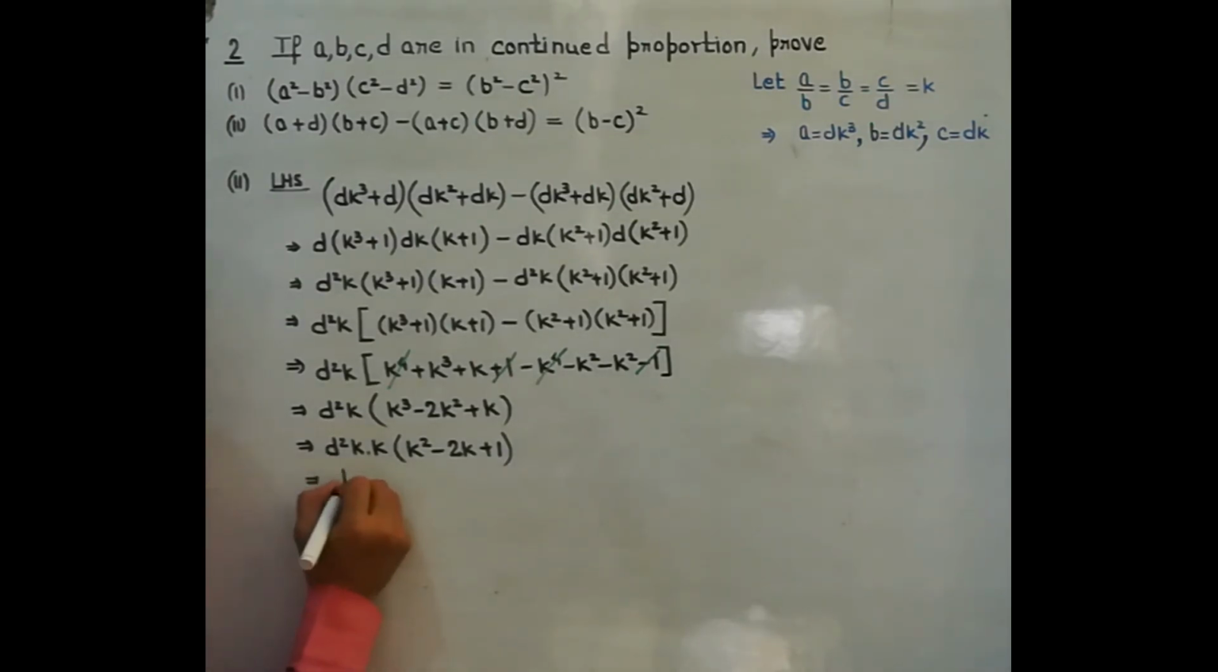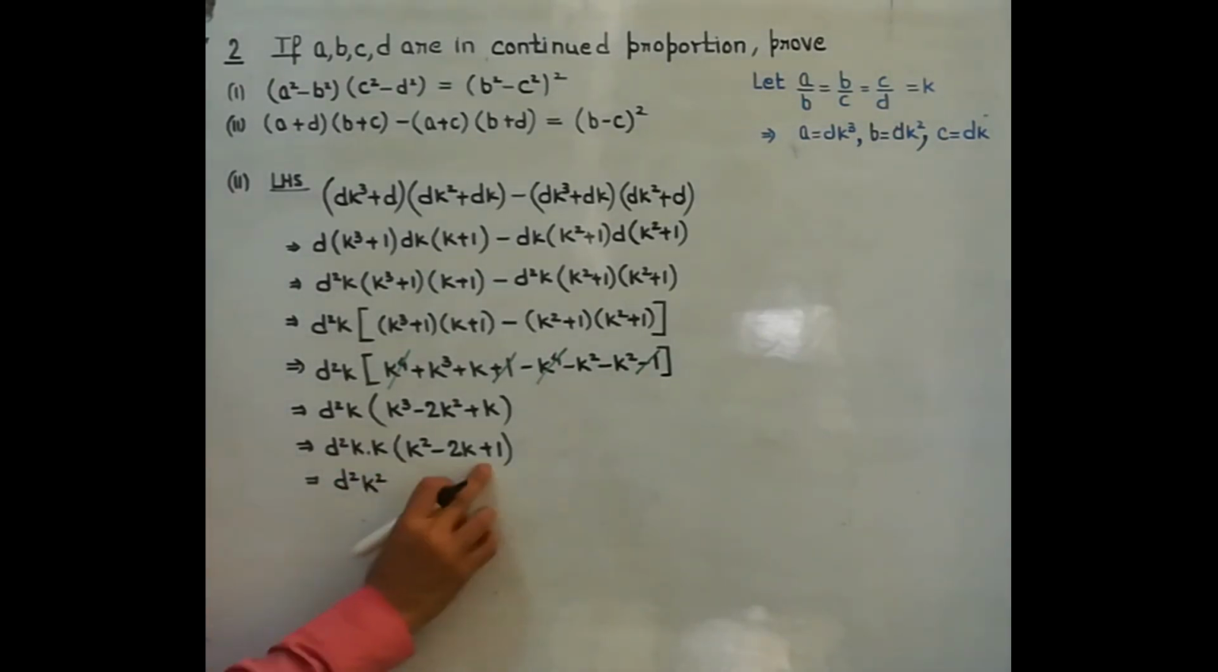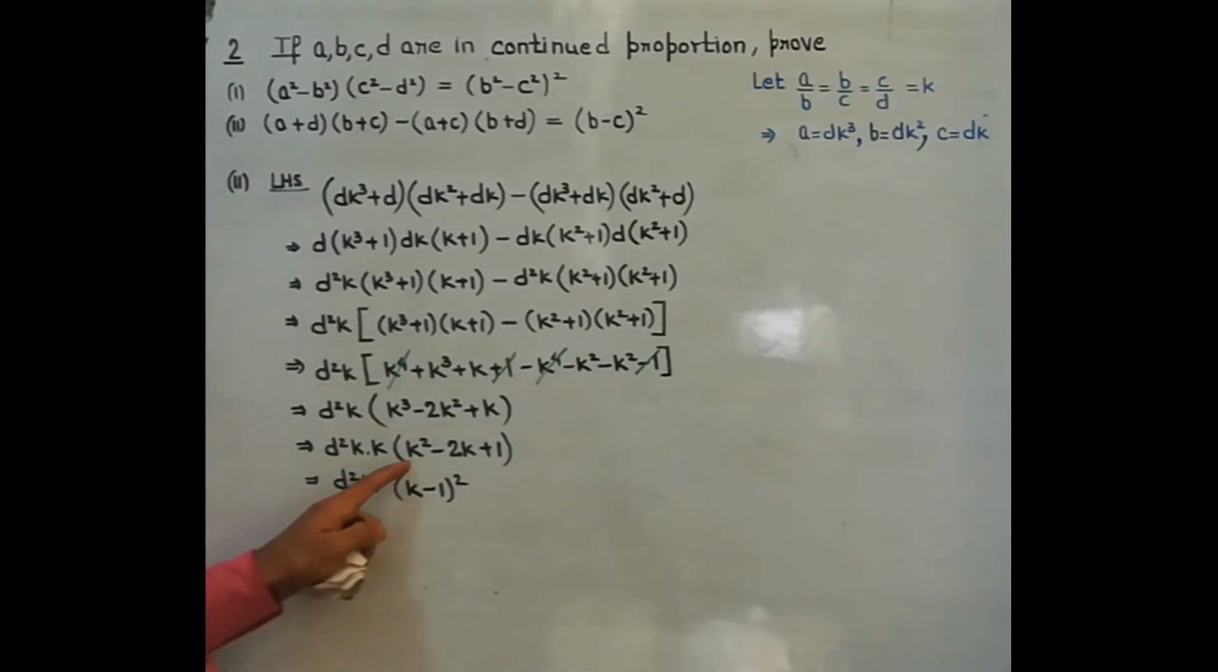So this becomes d square k square, and this is representing the formula of k minus 1 whole square. This is the result of k minus 1 whole square, so we have replaced it. So this is the solution for the left hand side. Now we will go for the right hand side and see what will be the result. Let's solve for the right hand side.